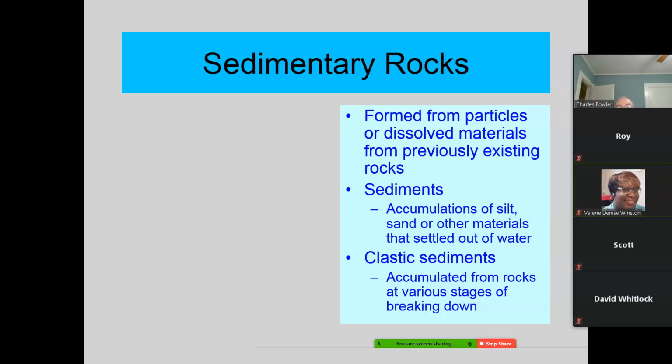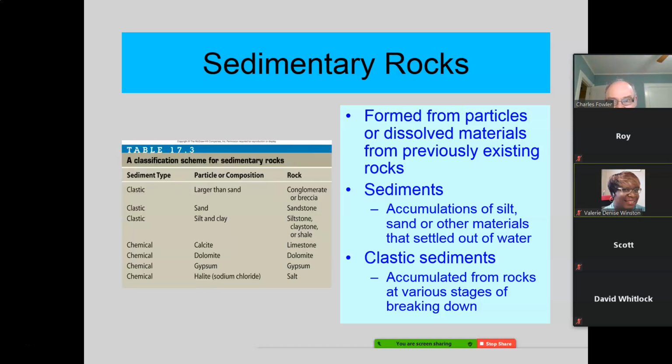One of these is called clastic sediments. These are accumulated from rocks at various stages of being broken down physically, mechanically. Little chunks, pieces of rock. That could be small pieces like silt, bigger pieces like sand, bigger pieces like gravel, bigger pieces like boulders. Anything that broke off a bigger rock. Clastic sediments are pieces of rock material, generally that broke off mechanically.